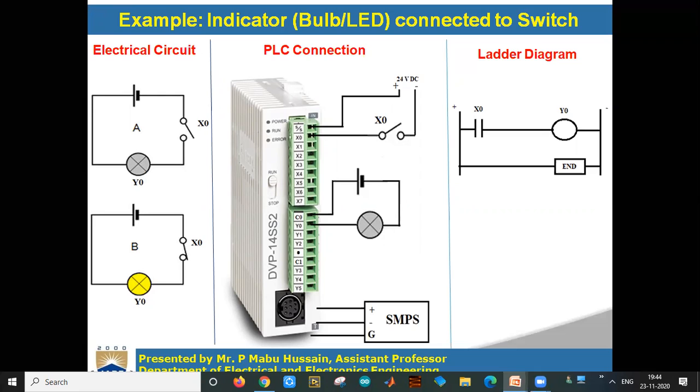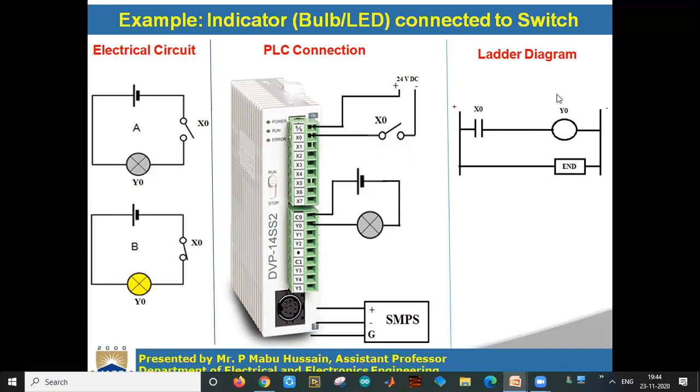Then you have to find out the number of input devices and output devices in that particular experiment. In this particular example, there is only one input and only one output. Input is the switch, output is the LED. Input is connected to the input terminals of the PLC and output is connected to the output terminals of the PLC, as in this circuit. Then you have to write the ladder diagram program in your software, which is in your laptop.